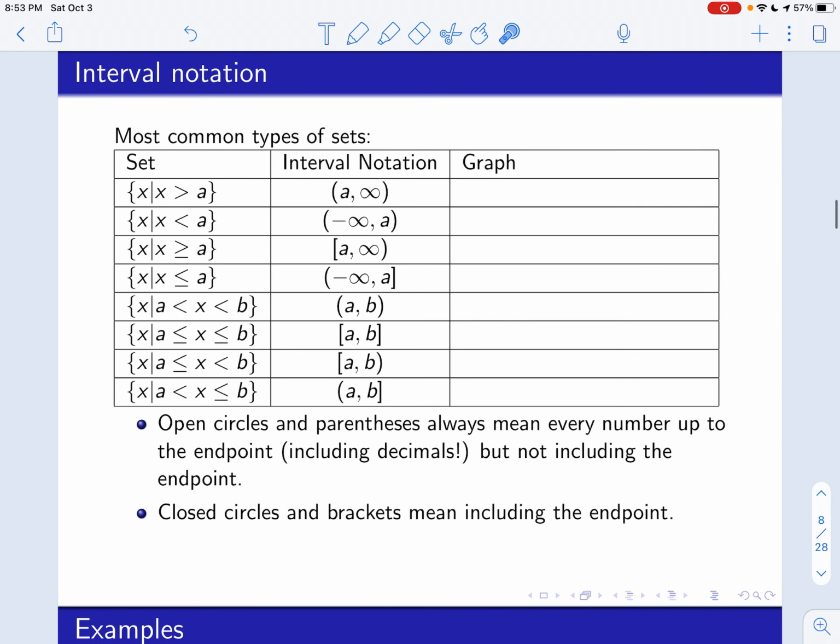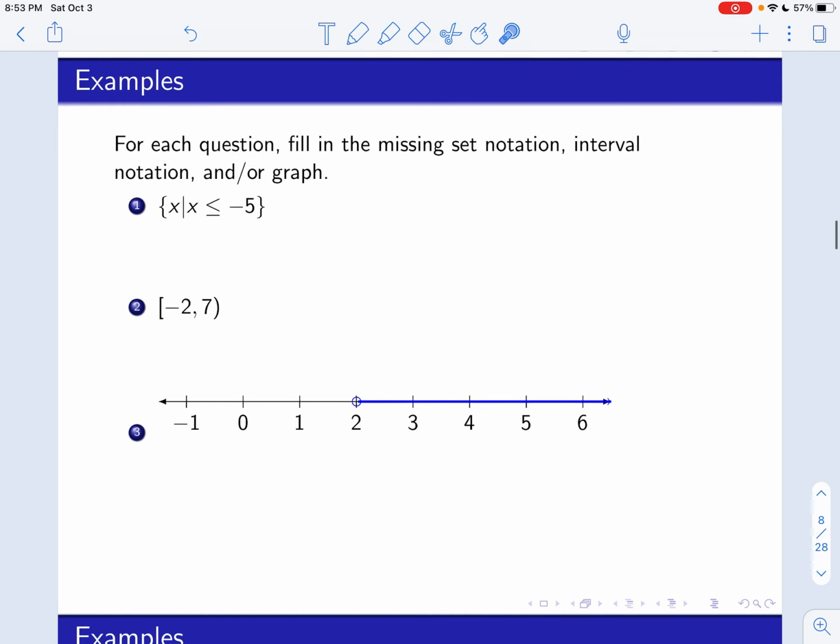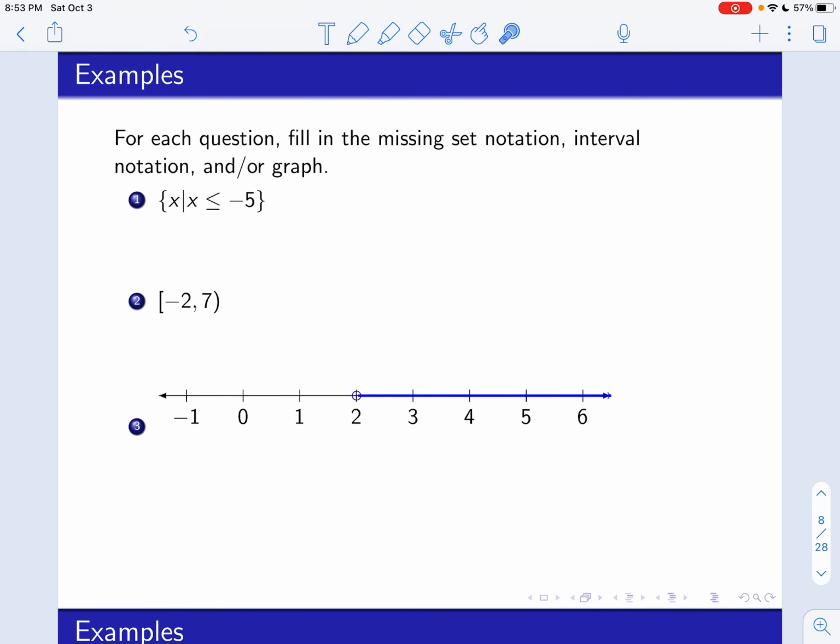All right, so just a reminder that open circles and parentheses mean every number up to the endpoint, but not including the endpoint. Closed circles, square brackets mean that we are including the endpoint. So I want to take a couple of examples. Each one of them gives us one form, either set notation, interval notation, or a graph, and we want to fill in the other two.